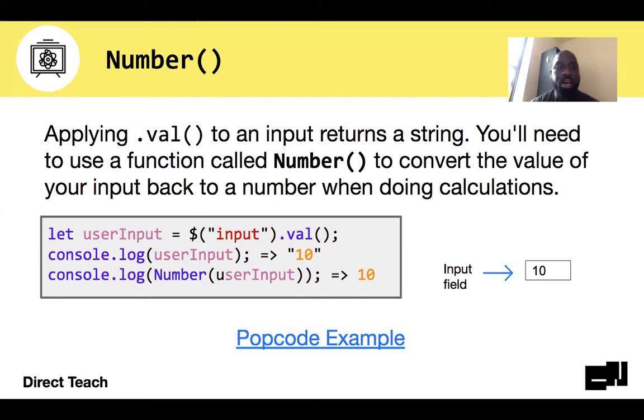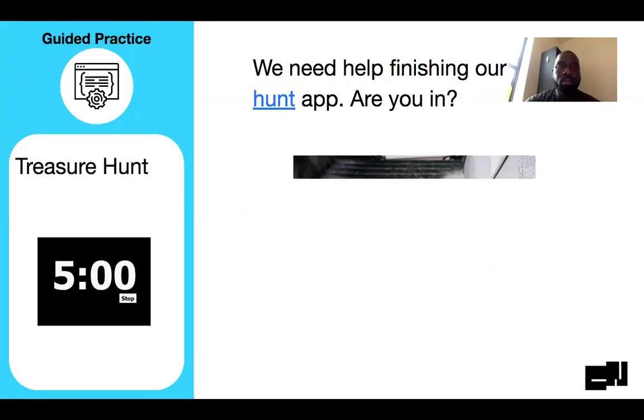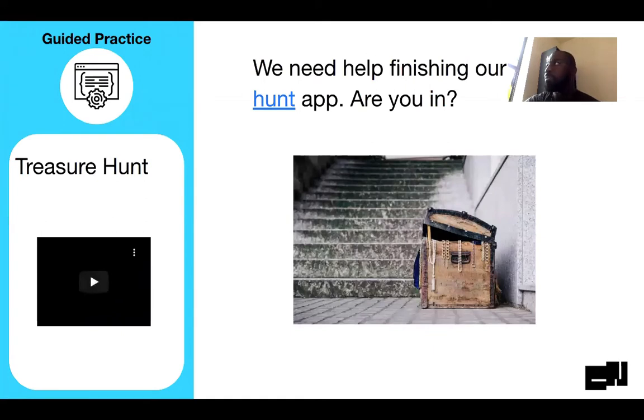So in this case, we have a variable called user input that takes the value of an input. And so the user could input a number 10. If you log that out in the console, you'll see that number 10 is now a string. And so you'll just need to apply the function Number. You take the function Number, put that user input variable name into the parentheses, and that will give you a number. So you can use that to manipulate your calculations. Right? So we're going to pause there, and we're going to start the guided practice.